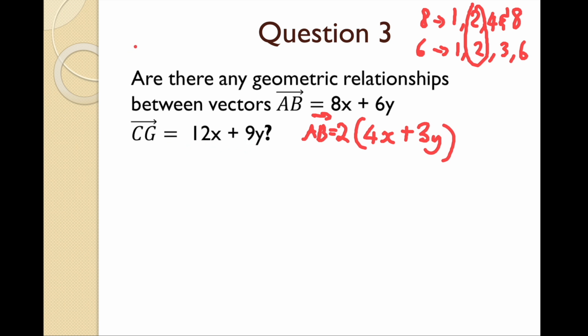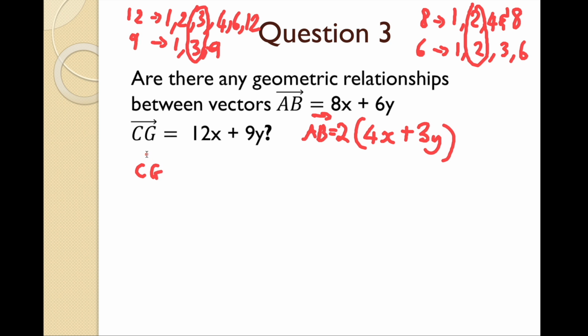So 12, 9. Factors of 12: 1, 2, 3, and so on. And 9 would be what? 1, 3, and 9. All right, so highest common factor is what? 3. Okay, good. So then we could pull a 3 out here. We could say that this here is equal to 3 outside, open brackets, 4x plus 3y. How do I know that? 3 times 4x gives me 12x. 3 times 3y gives me 9y.